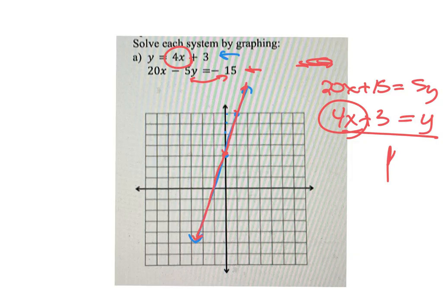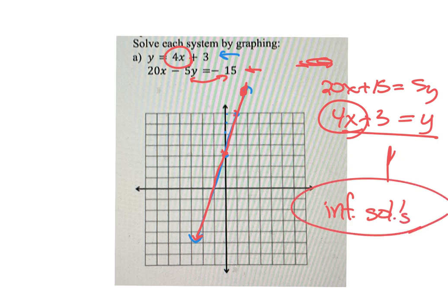So here's my question to you. Those two lines lay on top of each other, because they share every single point in common. So what does that mean? That means they have infinite solutions. It's not all real numbers because they're ordered pairs, but they have infinite solutions.